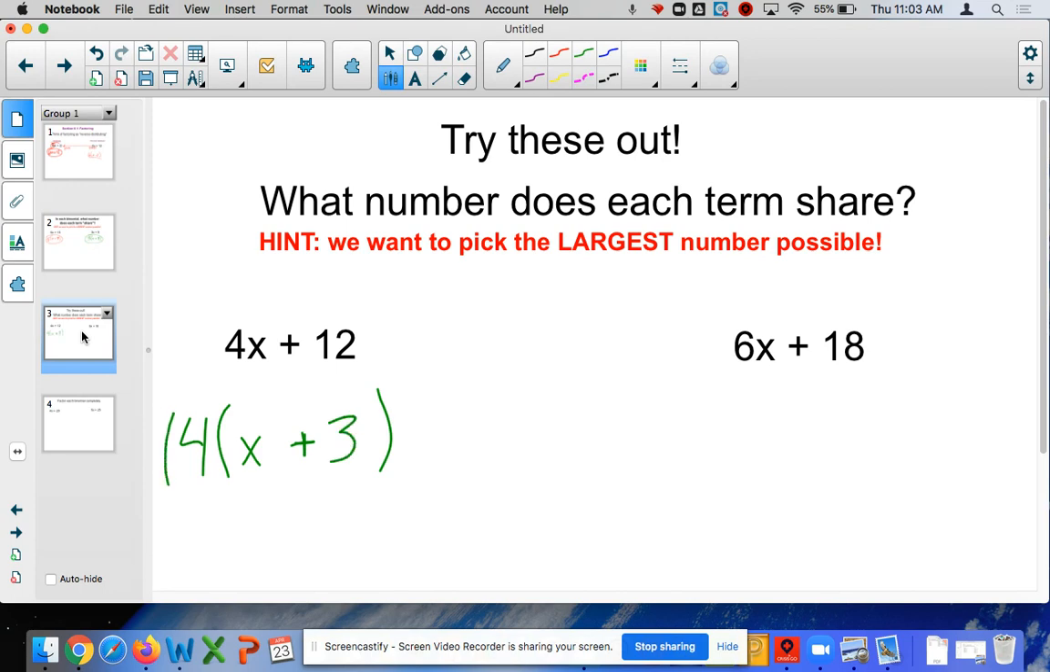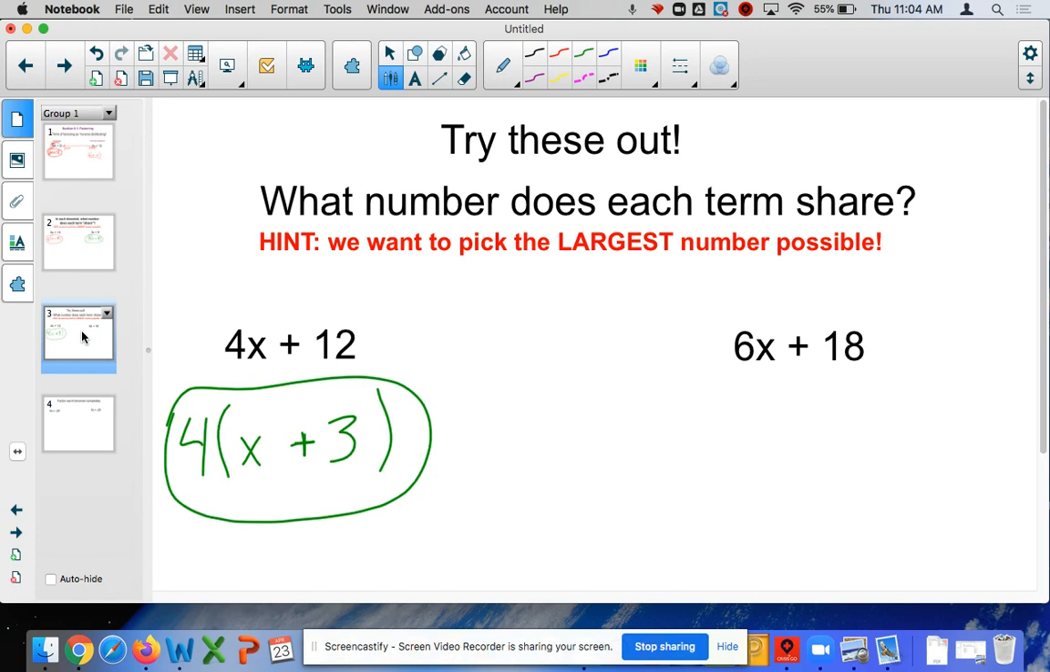Now, I know I've got a lot of x plus 3's in my answers. That's not going to be the case for every one of them. So don't just automatically write x plus 3. It's not going to work for all of them. It'll work for some of them, but not all of them.